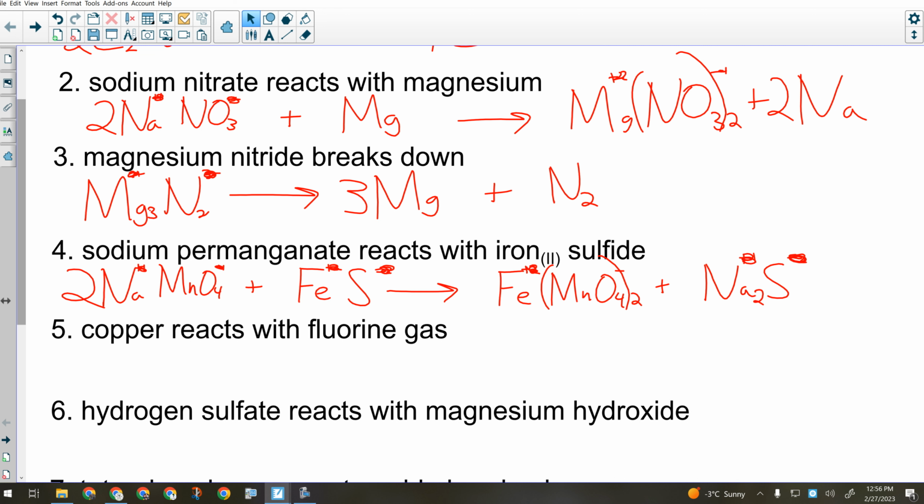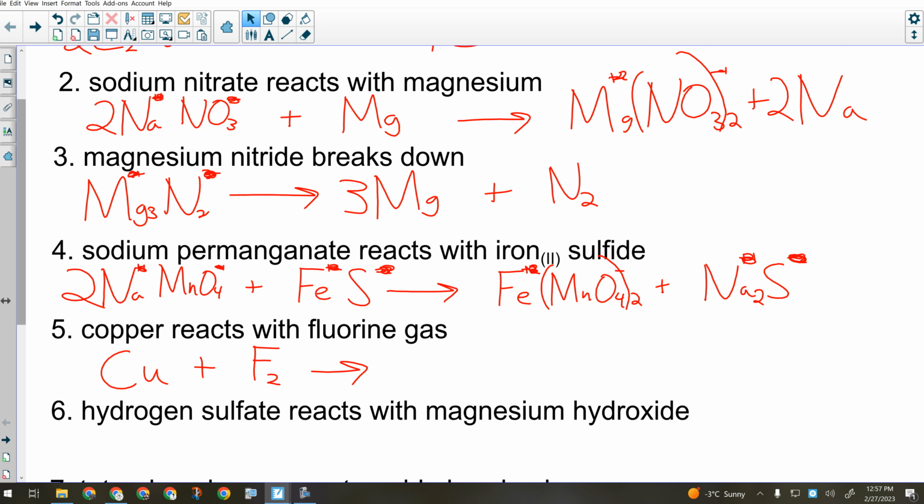How many people have done 5 and 6? Let's look at 5 and 6, and then we'll talk about what's going to happen here the rest of the unit. So copper reacts with fluorine gas. All right, copper, Cu, and it reacts with fluorine gas. Is fluorine special? Yeah.